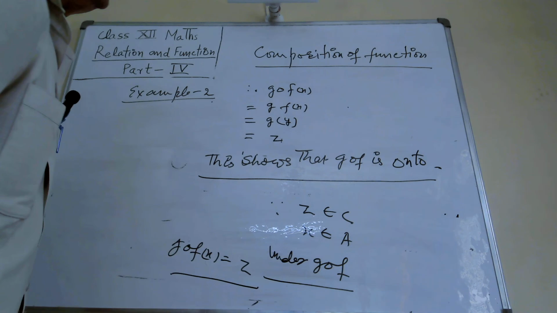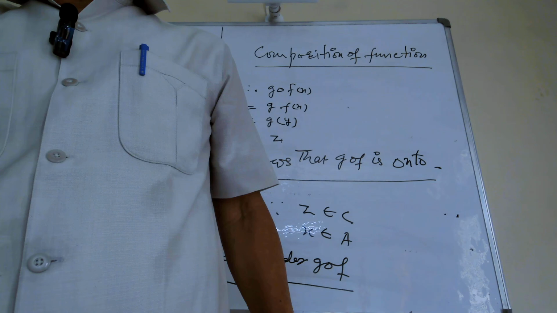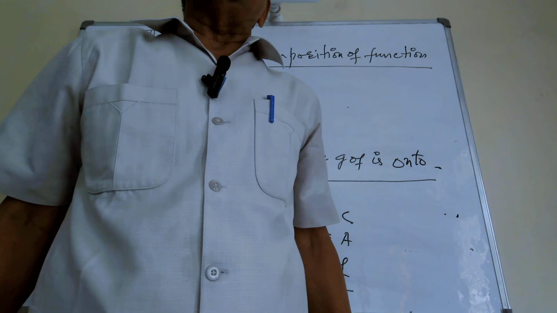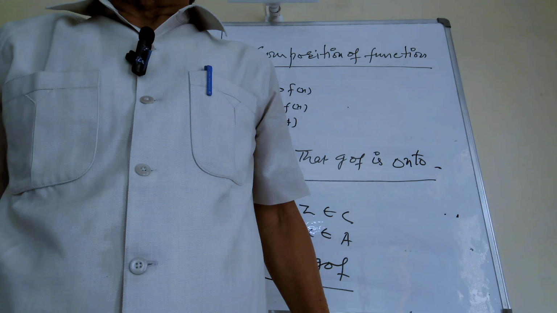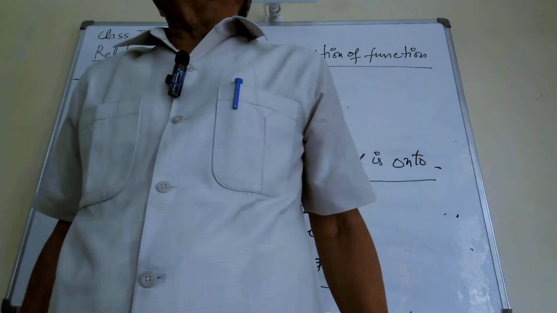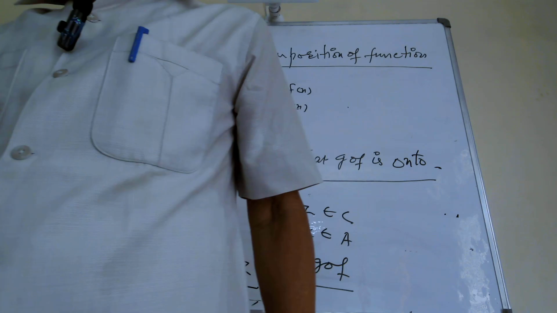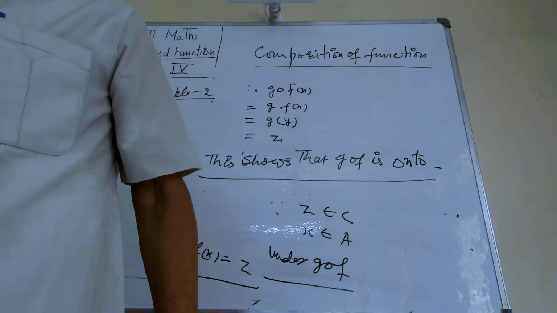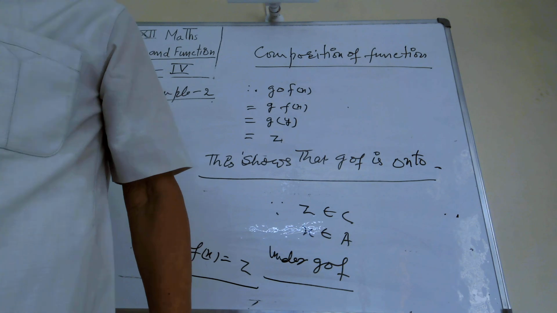My dear students, with the help of these examples, I think all the concepts of 1-1 and onto are clear and you have understood very well. I think so. So this is the fourth part of the relation and function of 12th class mathematics, and there are two parts more of this chapter, 5th and 6th, and these two parts I will take later on.